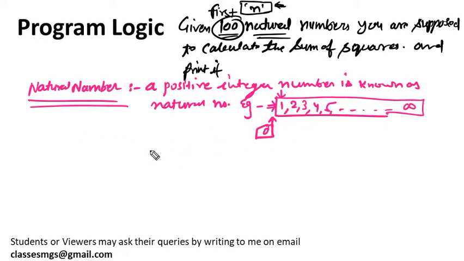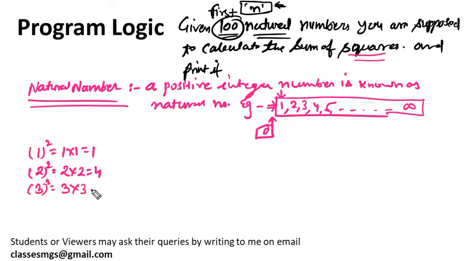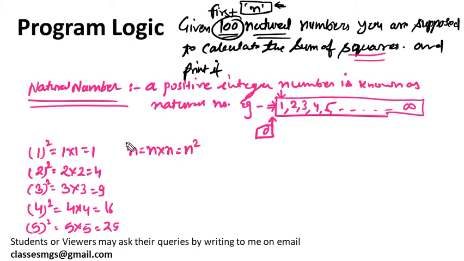What is expected is the square. You should know what a square is. 1's square is 1 into 1, that is 1. 2's square is 2 multiplied 2 times, that is 4. 3's square is 3 into 3, that is 9. 4's square is 4 into 4, that is 16. Like this you can calculate the square. In the same way, the square of n will be n into n, that is n square. So you need to calculate the square first, and then add the squares.